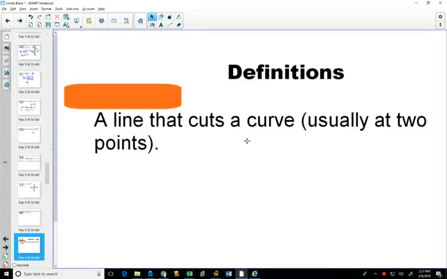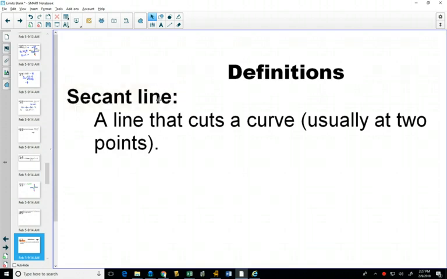Today we're going to look at some definitions. We're also going to start the ideas that are going to get us into derivatives and slopes of tangents. But first of all, what are a couple of our important definitions? The first one is a secant line.